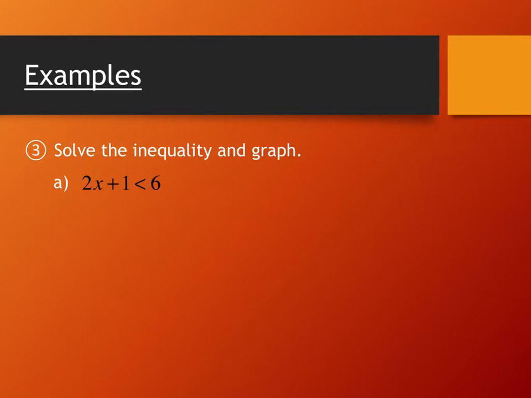Move the 1 with subtraction, right? Because it's added. So the positive 1 and the negative 1 add to 0. So I have 2x on the left and I have 5 on the right. And then I would divide by 2. So the inequality notation or the set notation is that x is less than 5 halves.